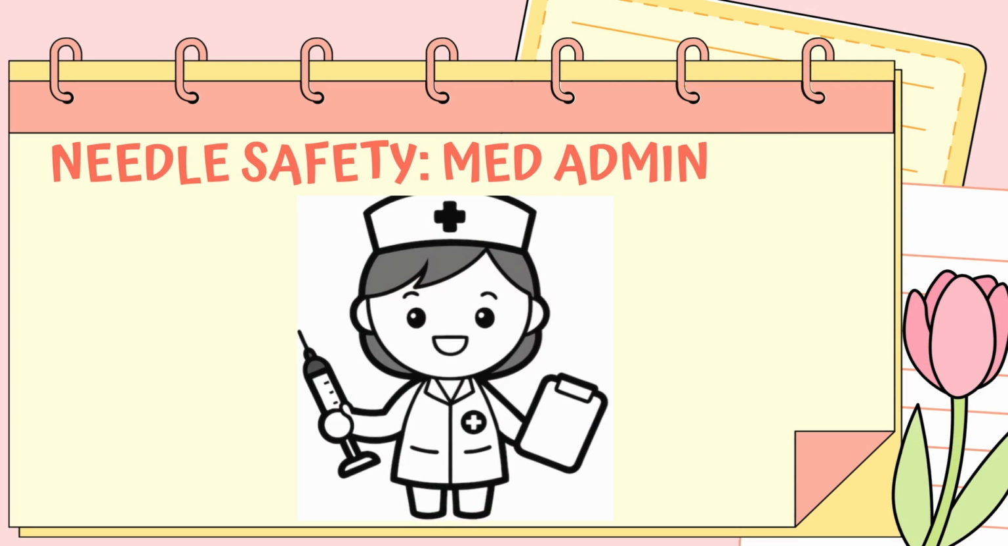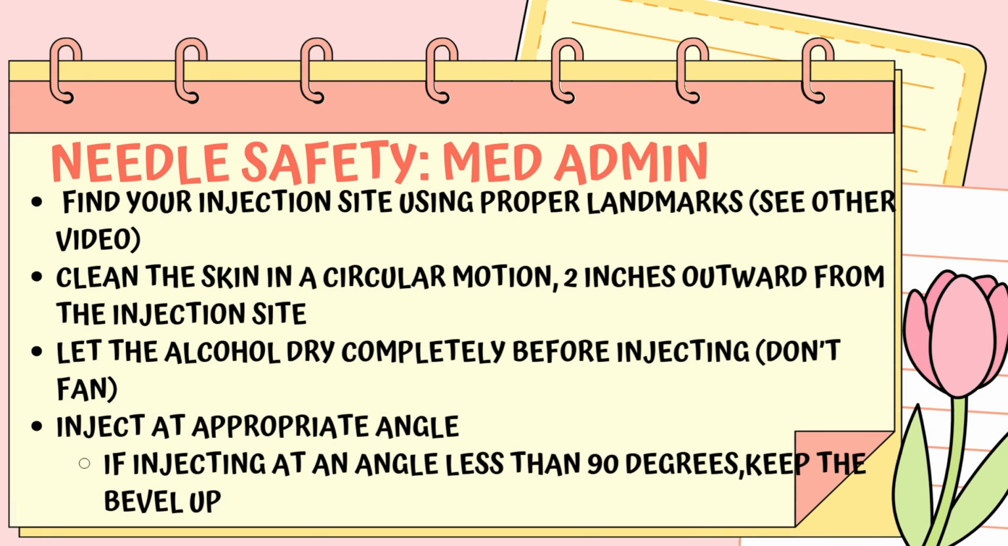Needle safety with med administration. To make sure that you're safe when you're using the needles, find your injection site using proper landmarks. You can watch our other video about that. Clean the skin in a circular motion. So you want to start from where you're going to be injecting and then go 2 inches outward from the injection site. Let the alcohol dry completely before injecting. Don't fan it or blow on it. Inject at an appropriate angle. So if injecting at an angle less than 90 degrees, make sure that you're keeping the bevel of the needle up.